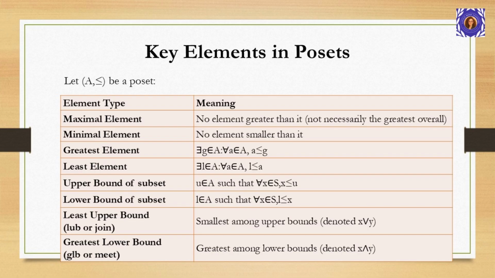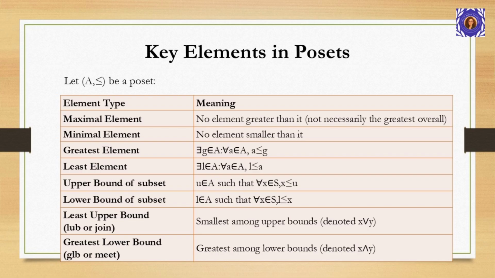Upper and lower bounds. For a subset S of a poset, an upper bound is any element that's greater than or equal to all elements in S. A lower bound is any element that's less than or equal to all elements in S. Least upper bound, also called LUB, and greatest lower bound, also called GLB. The LUB, also called the join and denoted A join B, is the smallest element that's still an upper bound. The GLB, also called the meet and denoted A meet B, is the largest element that's still a lower bound.